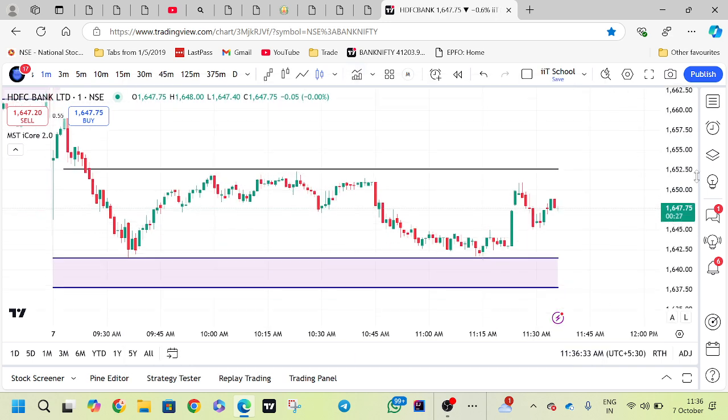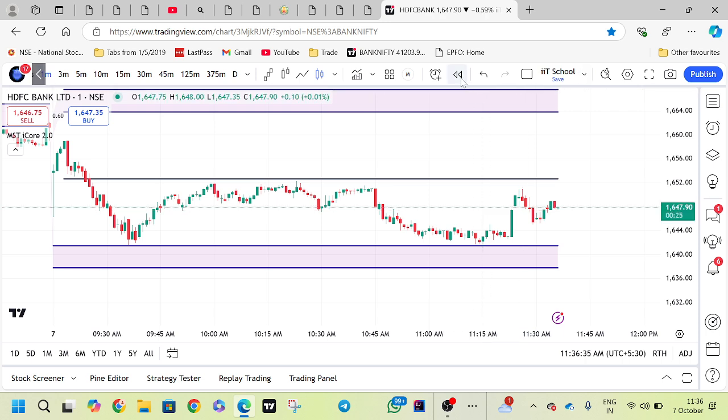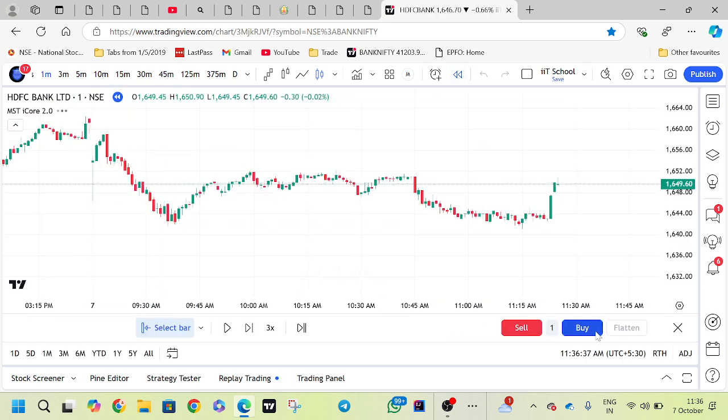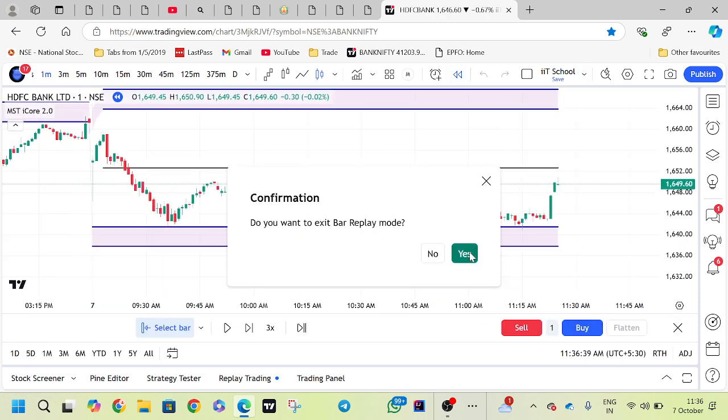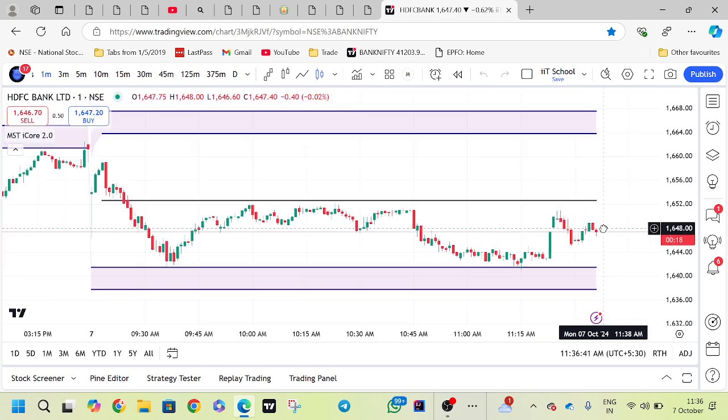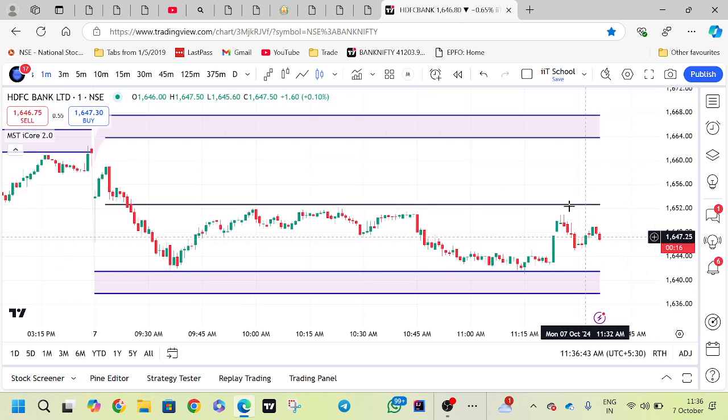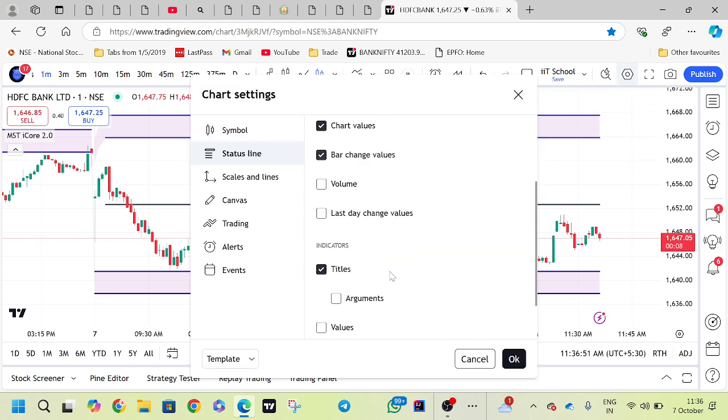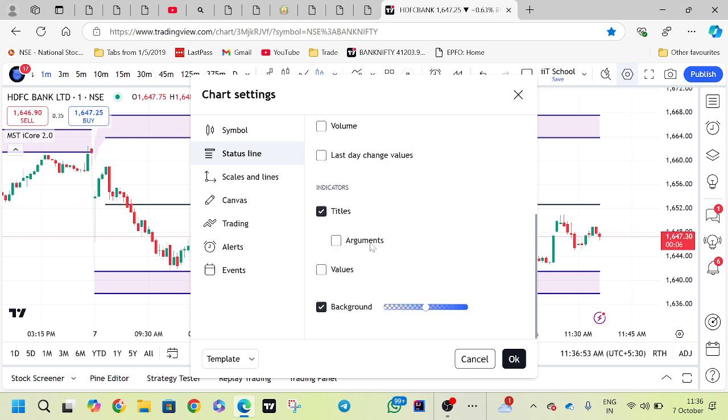After that, what you are supposed to do? Before that, I will tell you one thing. See here, nothing is visible. No sell, no buy, no price value, no labels are there. So now, once you have got this indicator, you will also see these two enabled, arguments and values.